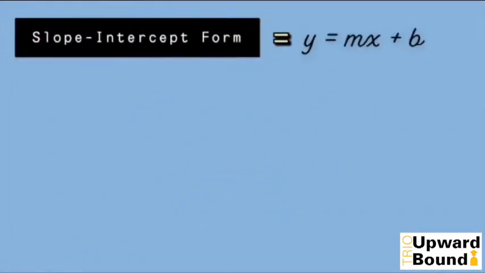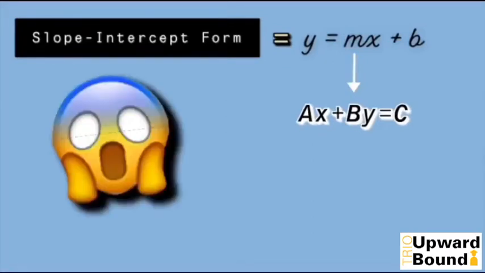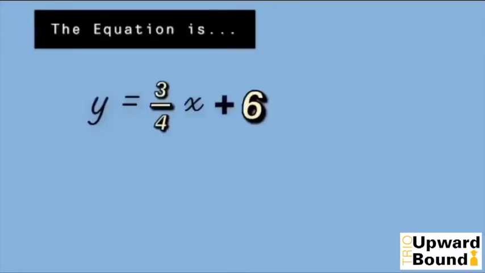What's up? I'll be teaching you slope-intercept form, y equals mx plus b, and I will be turning it into ax plus by equals c. You may be asking, well, how am I going to do that? Well, today I'll be teaching you how to accomplish your goal. The equation we will be using today is y equals 3 over 4x plus 6.